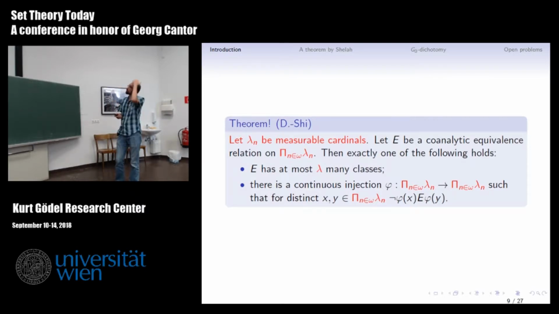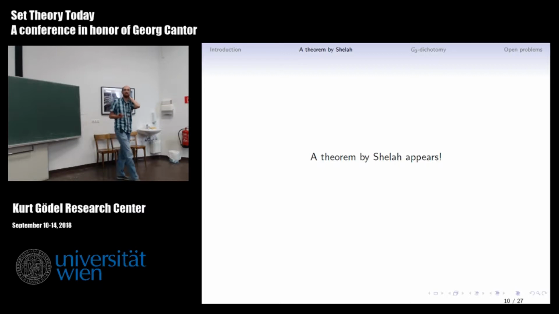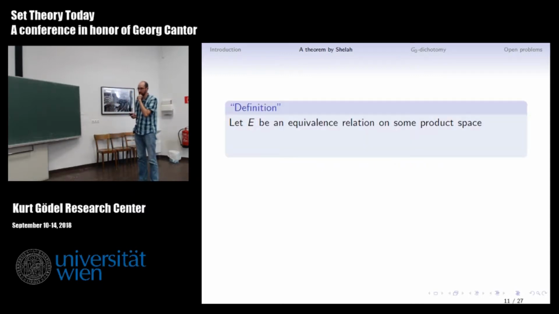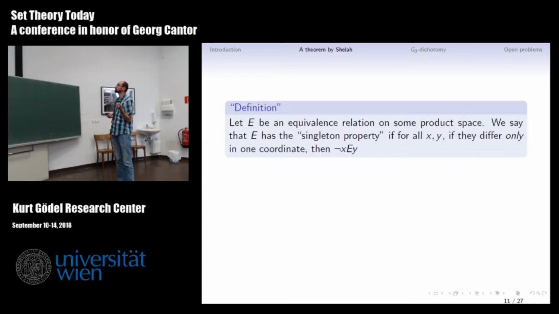Okay, so where do these measurable cardinals come from? Well, one inspiration was a theorem by Scheller. Let me give some vague definition first. I would not say it's a definition. I still haven't decided the name of it. So let's pick an equivalence relation on some product space. I say that it has the singleton property. You can suggest other names. If we pick two elements and they differ only in one coordinate, then they cannot be equivalent. This is a property. Do what you want.